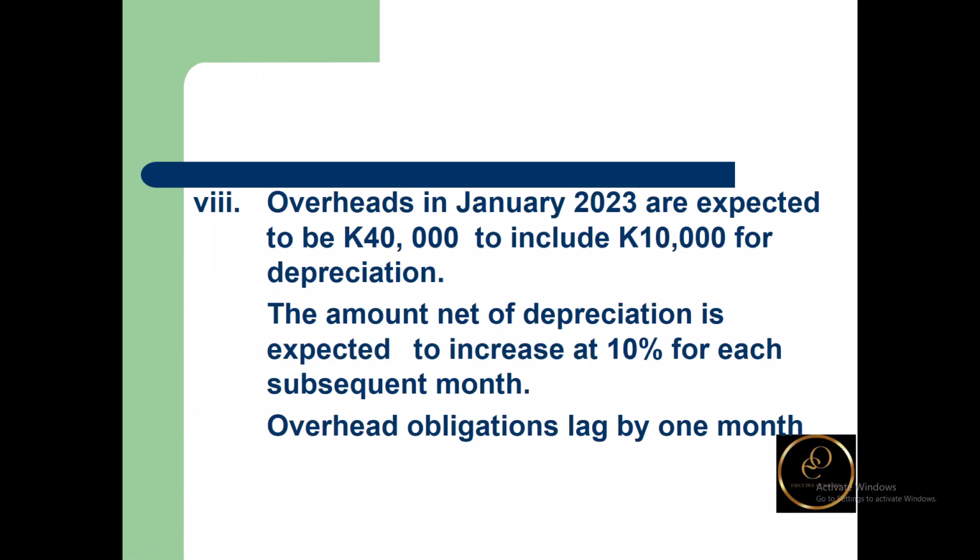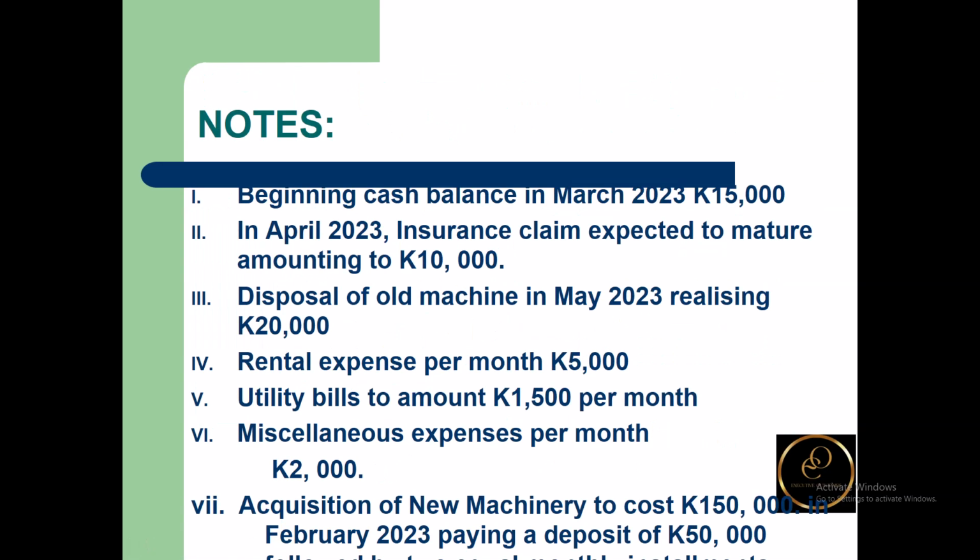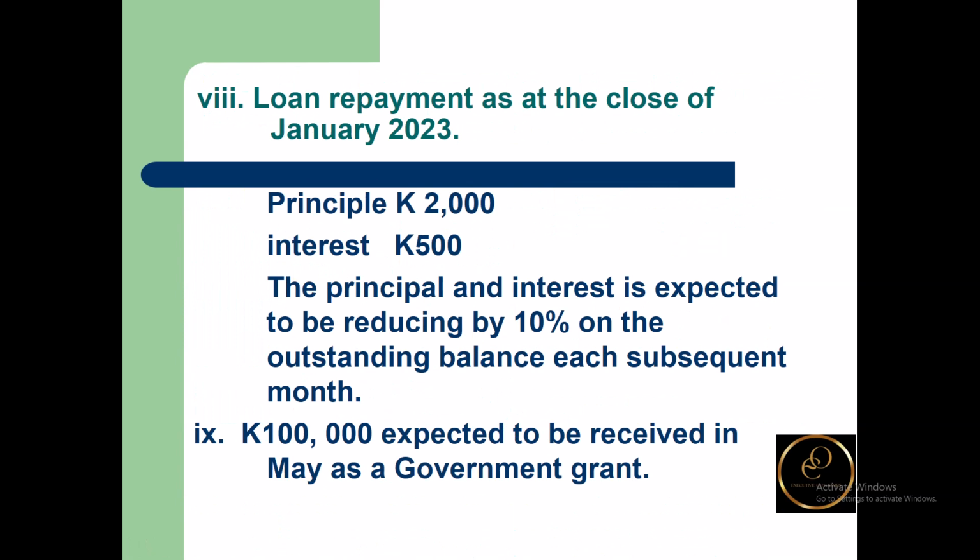Let's look at the next note. Loan repayment as at the close of January 2023. The principal is 2,000, the interest 500. Then we are guided that the principal and interest is expected to be reducing by 10% on the outstanding balance each subsequent month. So how do we treat this one?